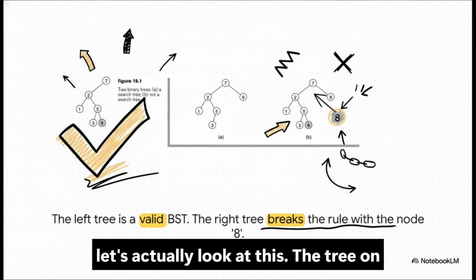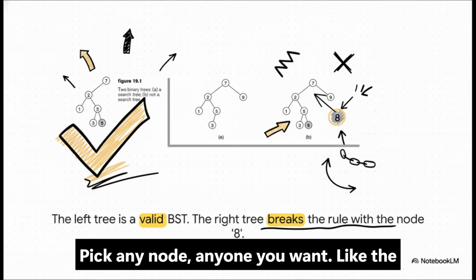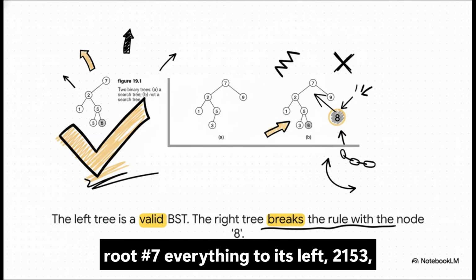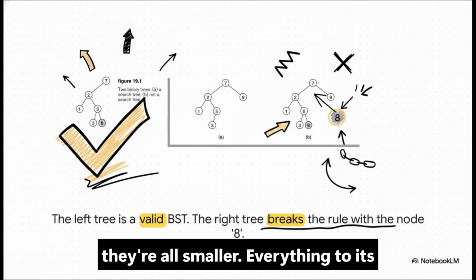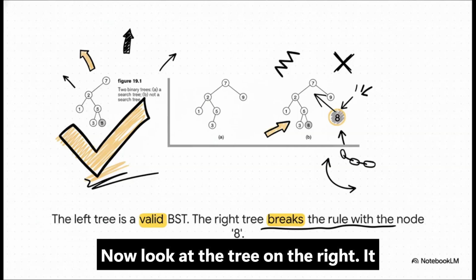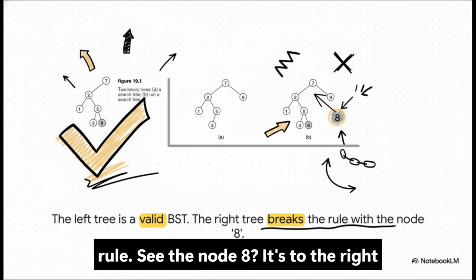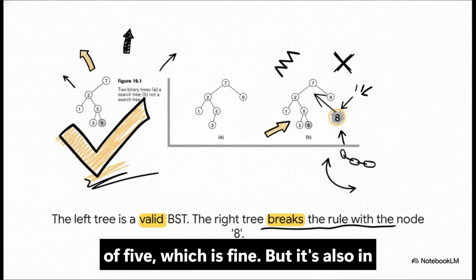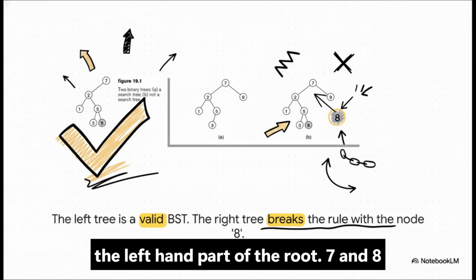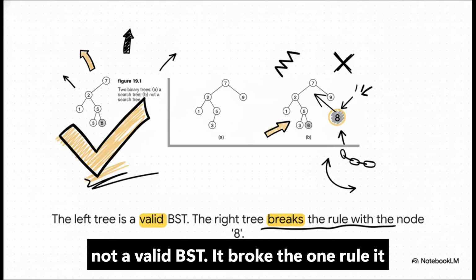Okay, let's actually look at this. The tree on the left, that's a perfectly valid BST. Pick any node, any one you want, like the root, number 7. Everything to its left, 2, 1, 5, 3, they're all smaller. Everything to its right, in this case just 9, is larger. Now look at the tree on the right. It looks kind of similar, but it breaks the rule. See the node 8? It's to the right of 5, which is fine, but it's also in the left-hand part of the root 7, and 8 is definitely not less than 7, so that's not a valid BST. It broke the one rule it had to follow.